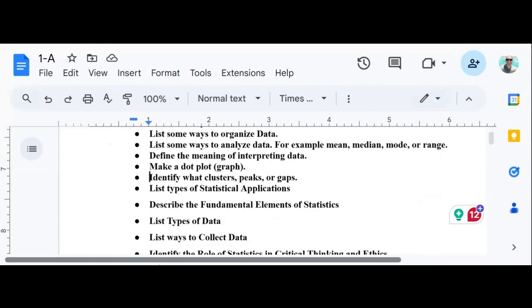Identify clusters, peaks, or gaps. List types of statistical applications. So we need to define what a cluster is, what peaks are, what gaps are. Second, we're gonna list types of statistical applications. Meaning software applications. Okay, is this clear? Yes. All right. Like SAS, so many software packages for statistics.